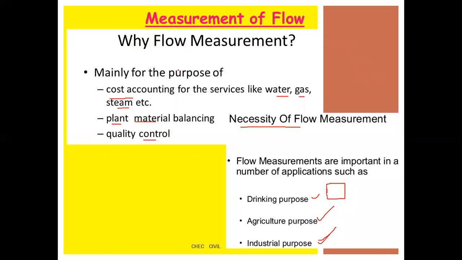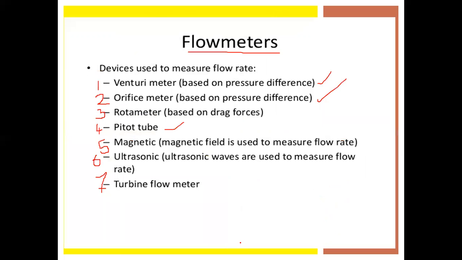As we said, why do we need flow measurement? Mainly for accounting of services like water, gas, steam, etc. Also plant material balancing and quality control. The necessities we require are drinking purpose, agriculture purpose, and industrial purpose, which we already discussed in the last class.